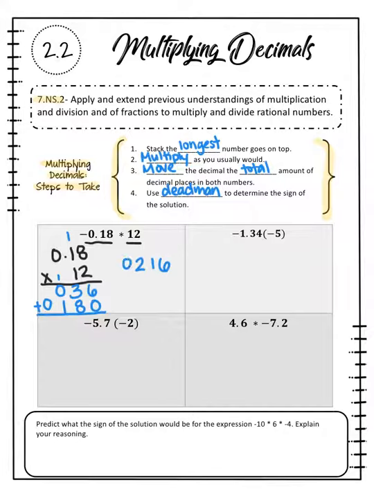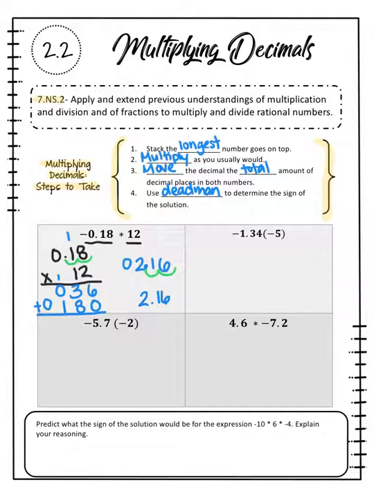Alright, last up, we have to move the decimal the total amount of decimal places in both numbers. So what we're literally going to do is count our decimal places. So for 18 we have 2 decimal places, and for 12 we don't have any, so the total is just 2. So we start from the end, move it once, move it twice, so our decimal point is going to go right there. So our number would be 2.16, but we cannot forget that last step, which is our dead man.